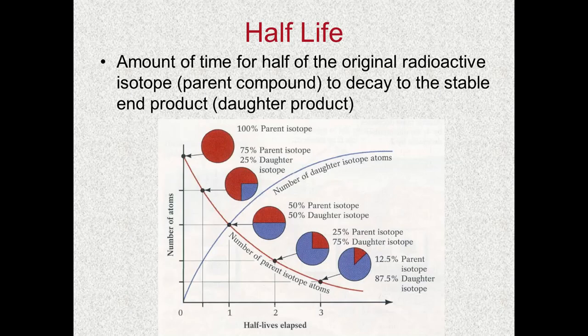So in order to date any rock, guys, we need to know three things. How much parent is present, how much daughter is present, and what's the half-life. For instance, if we go back to carbon-14, it has a half-life of 5,730 years. So after 5,730 years, you'll be down to 50% parent and then 50% daughter.